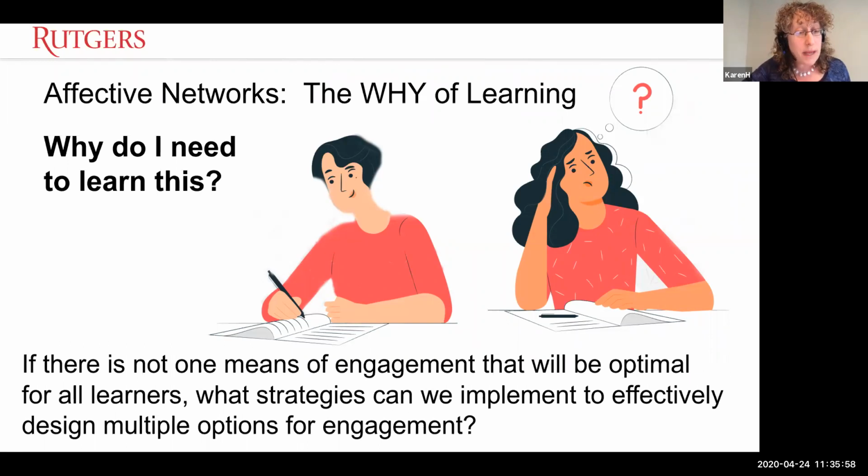So if there is not one means of engagement that is going to be optimal for all learners, because we can see in my two children, we couldn't come up with something that would work for both of them necessarily, when we use universal design for learning, we're going to be thinking about strategies that we can implement to effectively design multiple options for engagement.